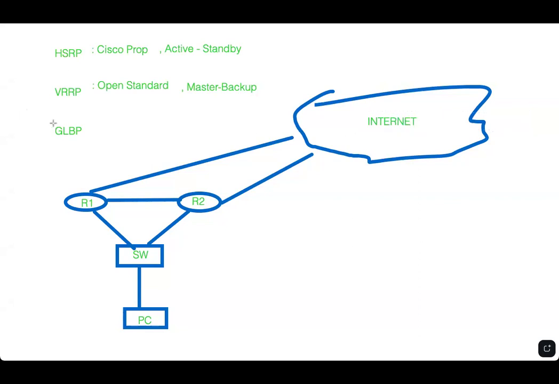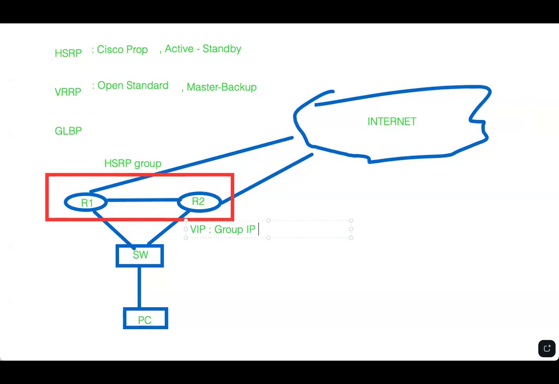So what we will do is put both of them in a cluster. This is the HSRP group. There will be a virtual IP or group IP. For the PC, this virtual IP or group IP will be the default gateway. So the traffic will hit the virtual IP.